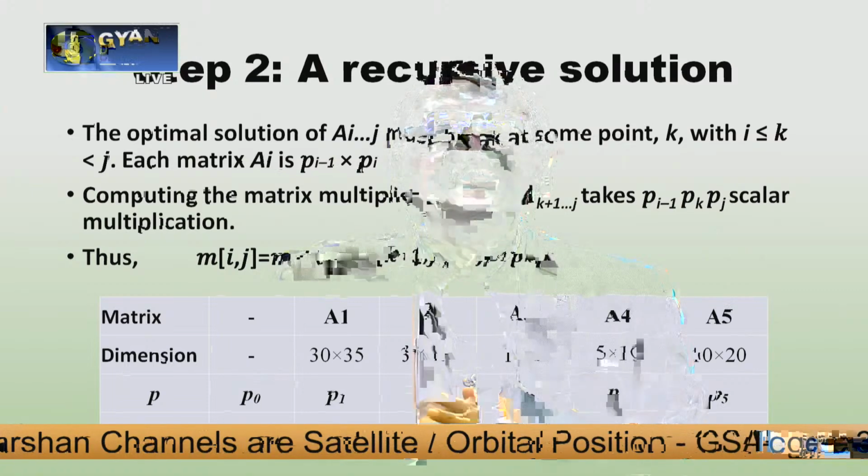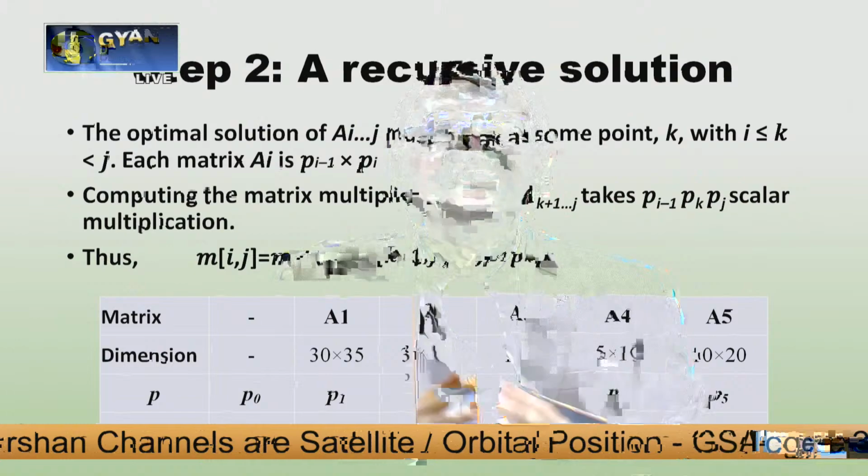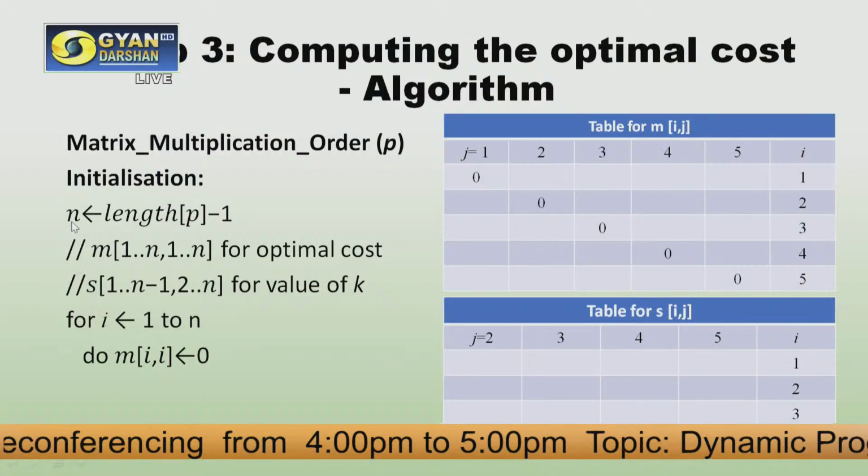Now, how to compute the optimal cost? We have reached that stage now, so let's look into the algorithm. How many matrices are we trying to multiply? The length of P minus 1. Why length of P minus 1? We were starting with P0, right? So P0 till P5, obviously the length of P, which happens to be 6, minus 1. So we are multiplying 5 matrices in this particular case.